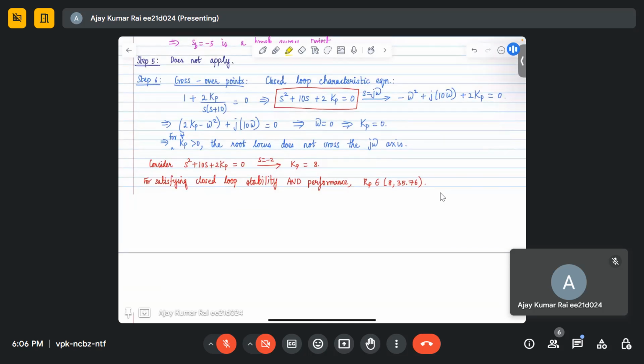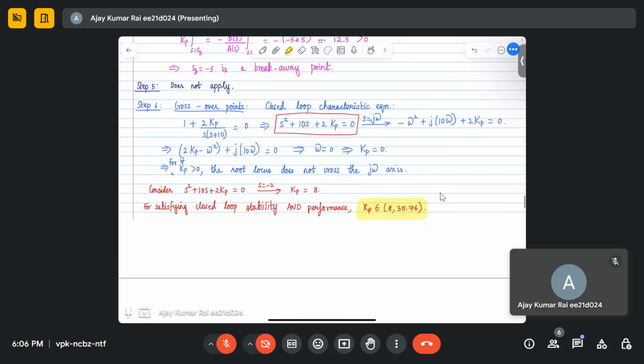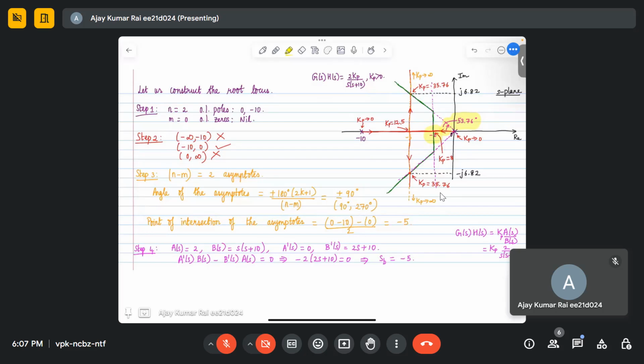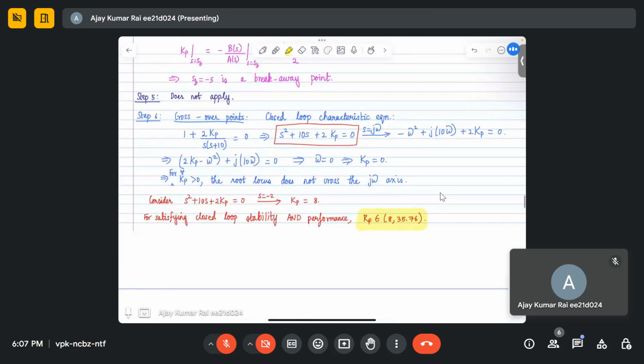So after all performing and drawing the root locus, we got the Kp value between 8 and 35.76. So this is how the root locus was used to design the controller value. Again, in today's tutorial I'm going to do one question where we will be developing the root locus and choosing the value of Kp, because Kp can be from 0 to infinity if we take the positive value of Kp. But using these parameters and this root locus, we are able to constrain our Kp value between 8 and 35.76.